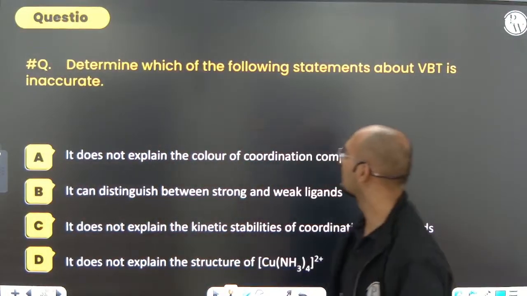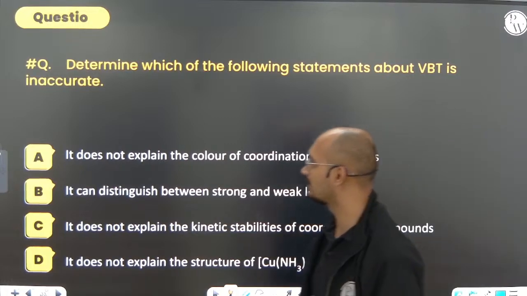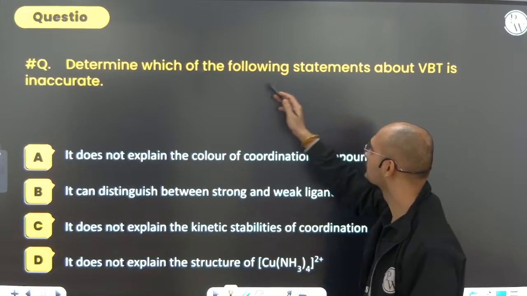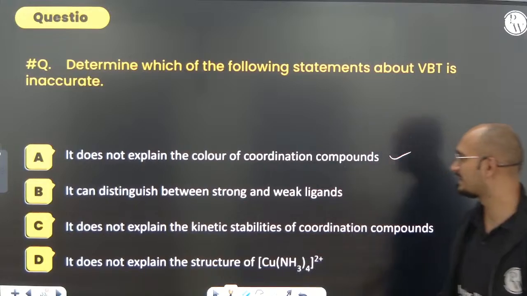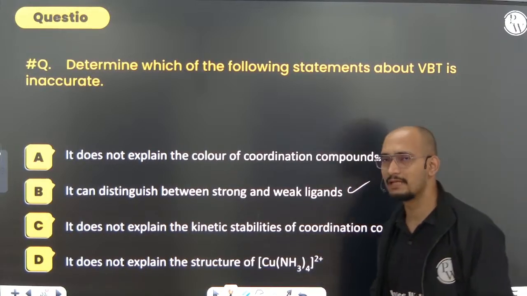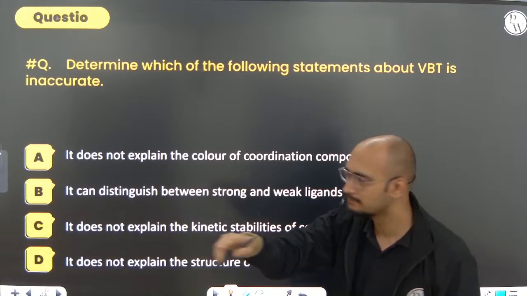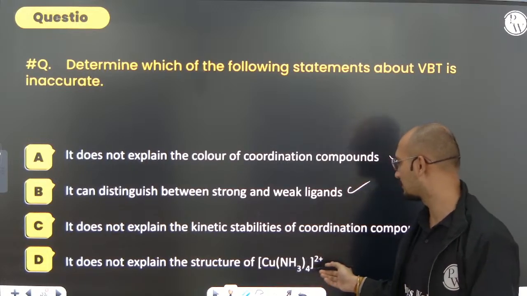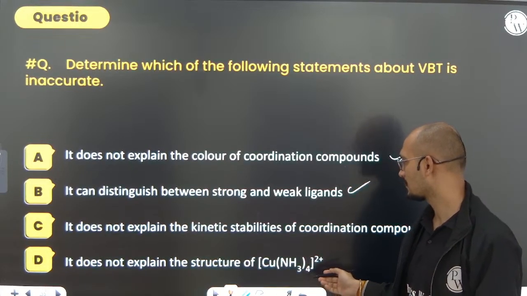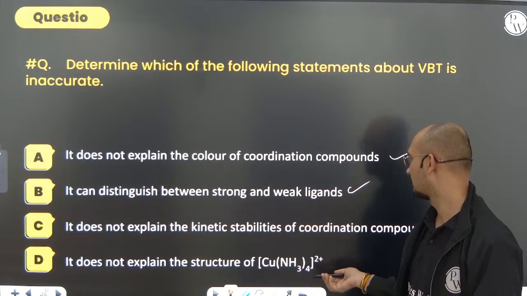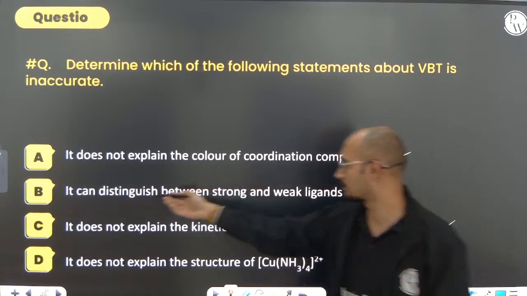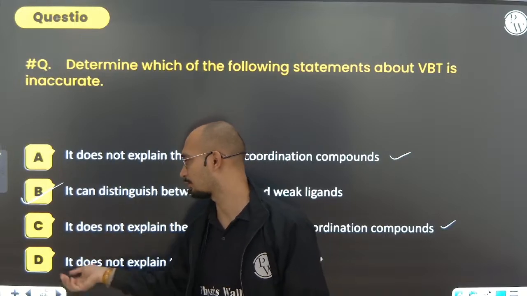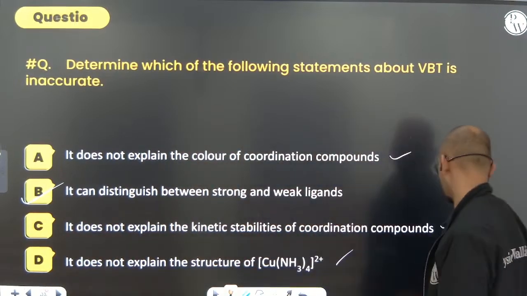Come to the question. Determine which of the following statements about VBT is inaccurate. It does not explain the color of the coordination compound. Yes, it is correct. What is it asking for? Inaccurate, but this is accurate. It can distinguish between strong and weak field ligand. No, strong and weak ligands are given in crystal field theory, please keep in mind. Next, it does not explain the kinetic stability of the coordination compound. Yes, it does not explain that. So it is option B, because it cannot distinguish. The reality is it cannot. That's correct.